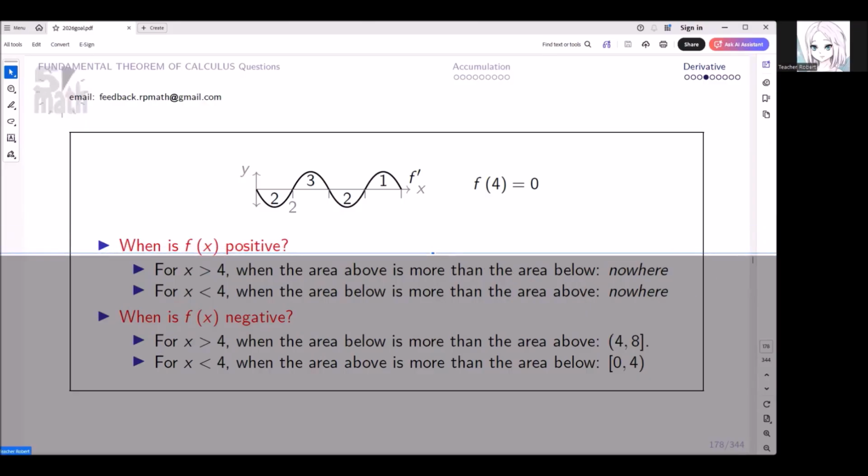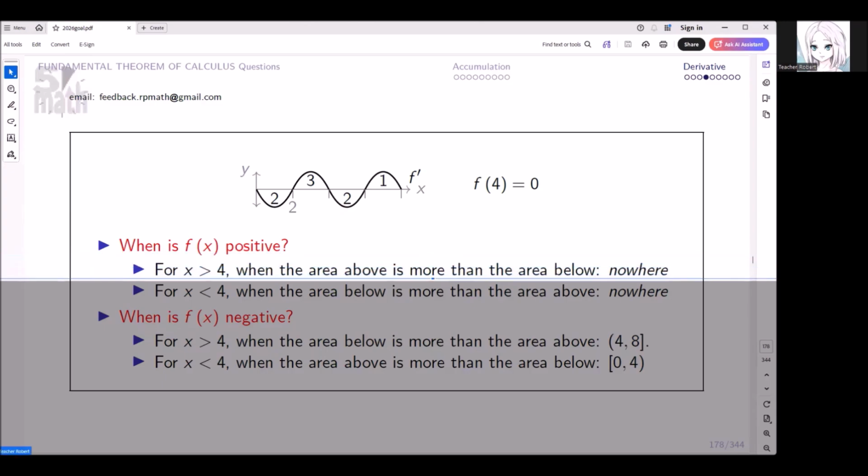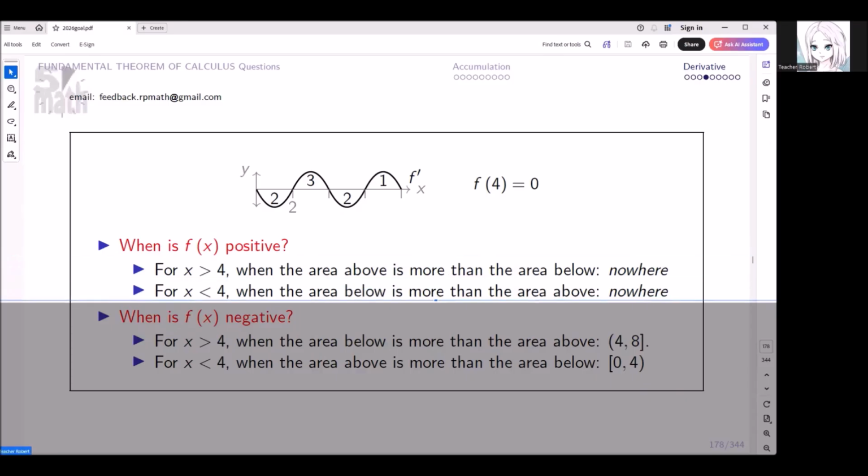When is f of x positive? For x greater than 4, when the area above is more than the area below. Nowhere. For x less than 4, when the area below is more than the area above. Nowhere.